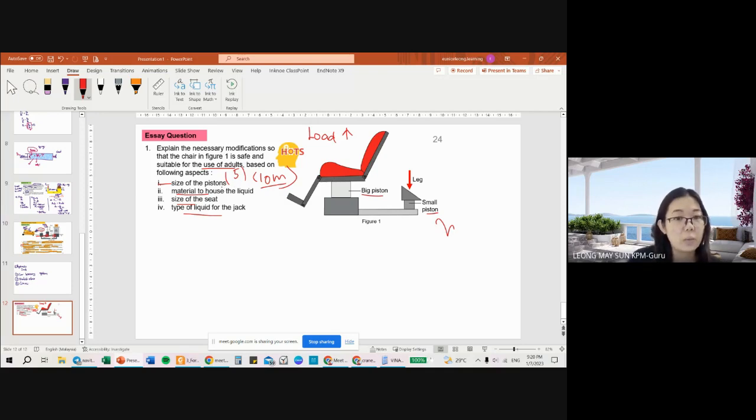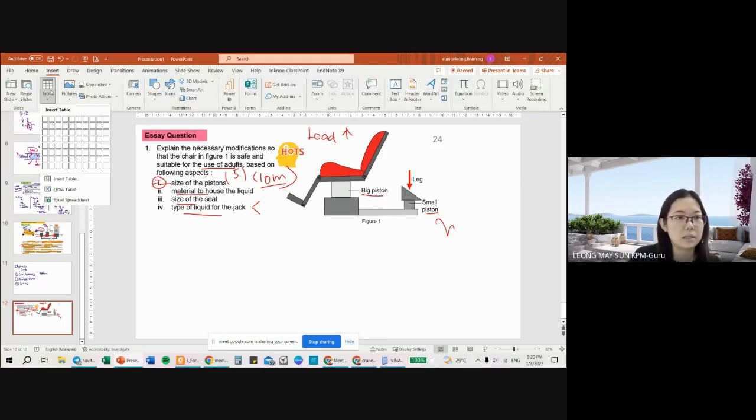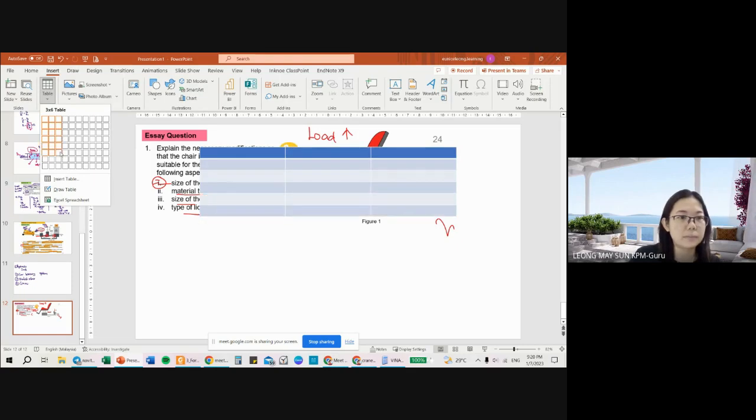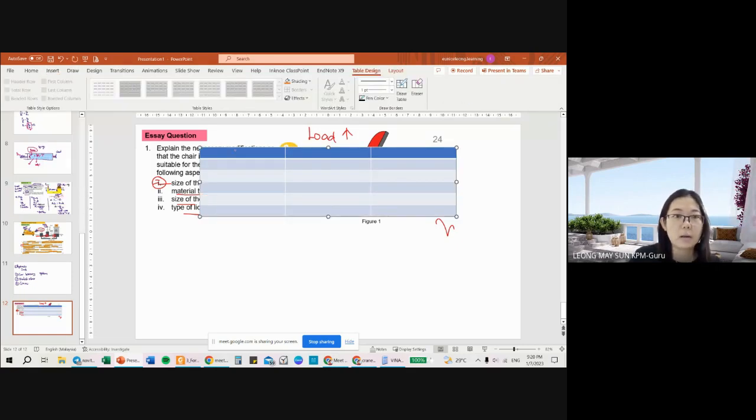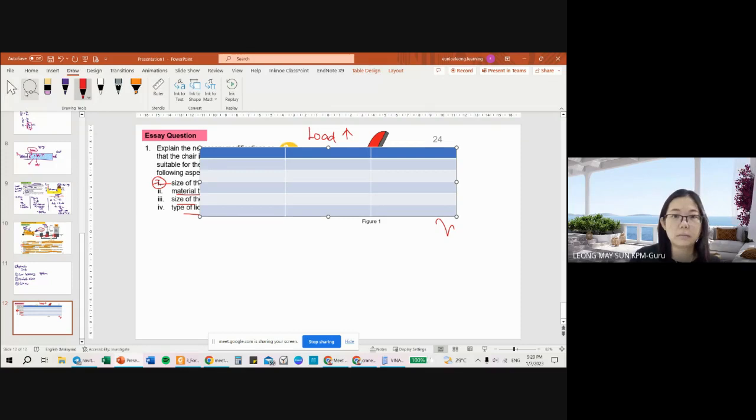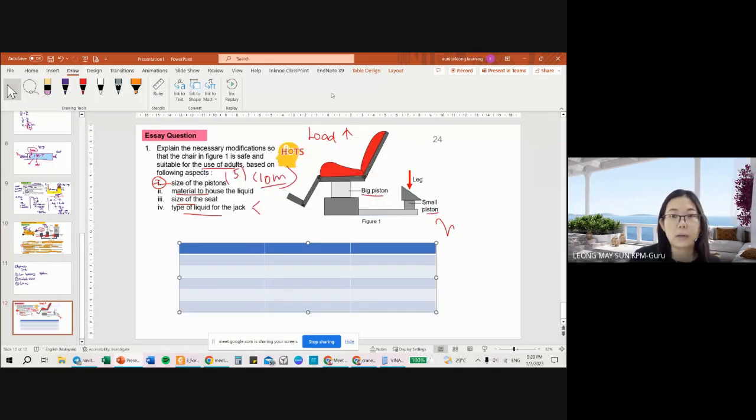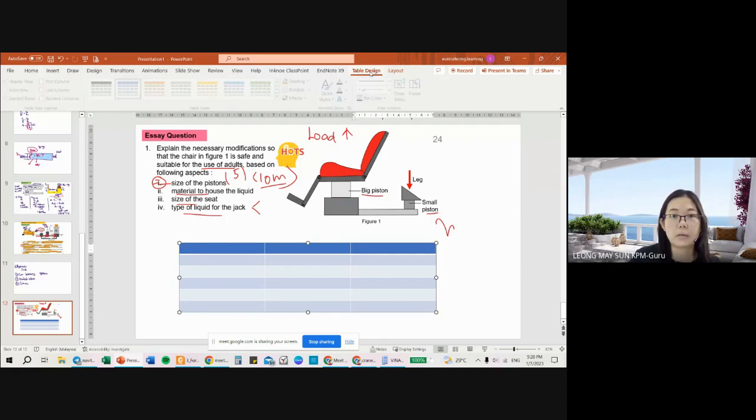Usually what I will expand is either the size of the pistons, whereby I can talk about 2 pistons, or I can talk about 2 different types of hydraulic liquid. Here I'm going to choose to talk about the type of liquid 2 times, as 2 different aspects. That would make it easy for me to get more marks. So remember, for a 10-mark question, use a table. The table has 3 columns. Let me erase one.